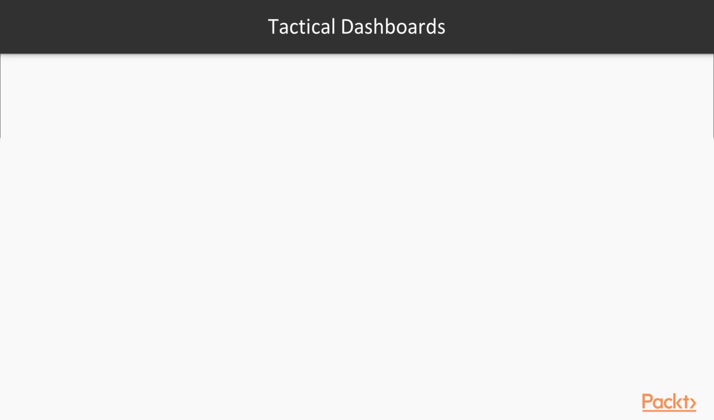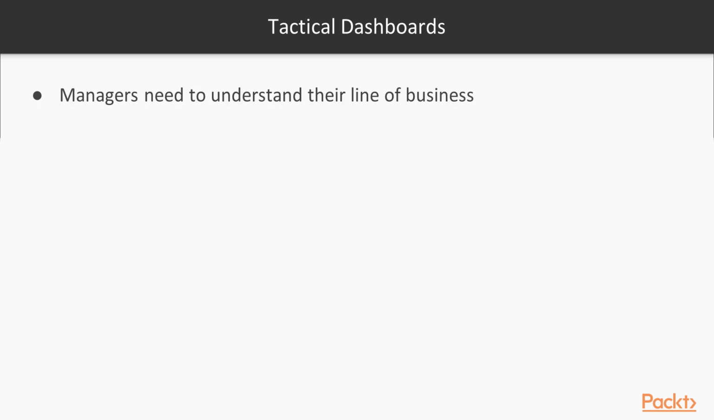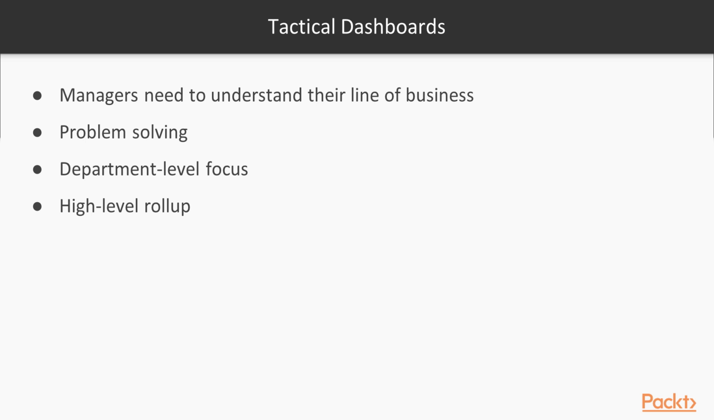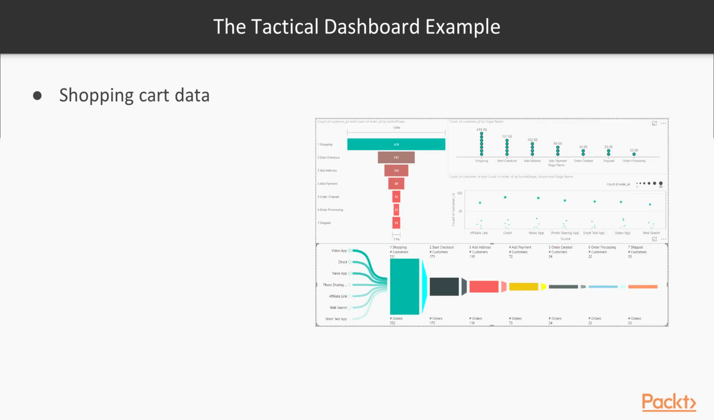Tactical dashboards are often aimed at managers looking to understand what's going on in their line of business. They're looking to predict, diagnose, and solve problems. So, tactical dashboard hallmarks include a department-level focus, high-level roll-up, and drill-down from totals to details. To this end, we'll add some sales pipeline data to the customer data we started with in Section 1.